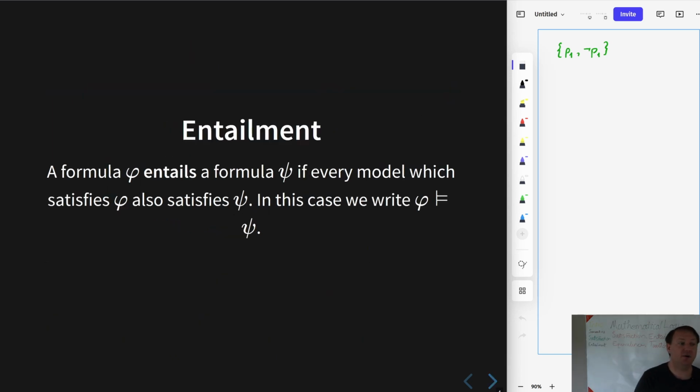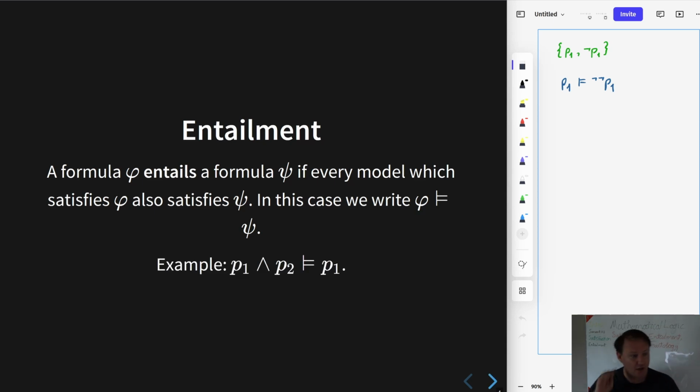Next, we define the concept of entailment. We will say that a formula phi entails another formula psi if every model satisfying phi also satisfies psi. Again, to give a quick example, we could say, for instance, that P1 entails negation negation P1, to give an especially trivial example, but that is an example of one formula entailing another formula. Here's another example: P1 conjunction P2 entails P1.